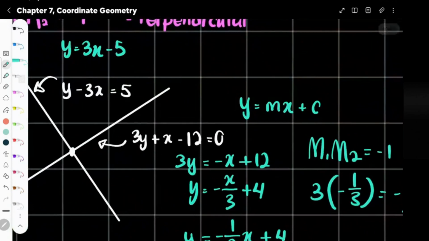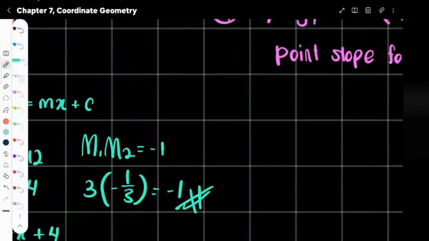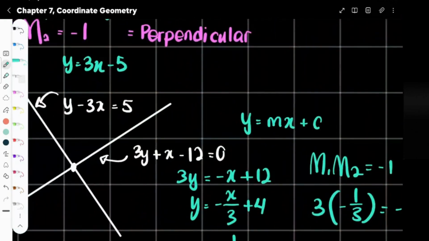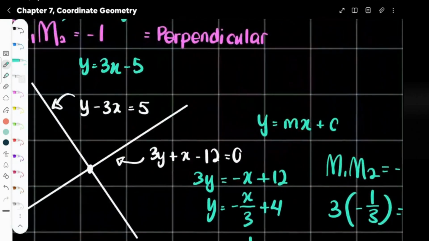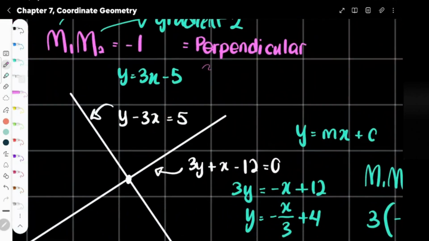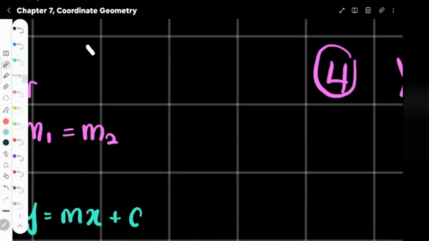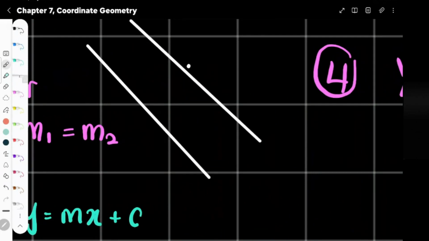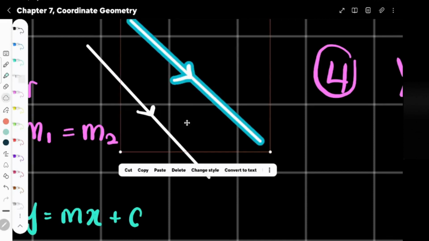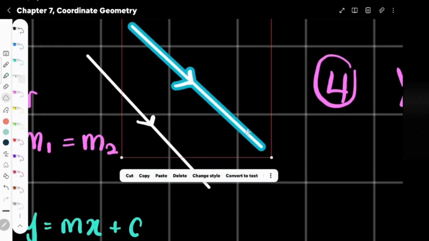Okay, perpendicular. But what if they also said the lines are parallel? What is the meaning of parallel? Parallel means the gradient is the same. Common sense. If you look at this side, and then you see another straight line, if they have the same gradient, it is parallel. This is a terrible drawing, but it should be the same gradient.